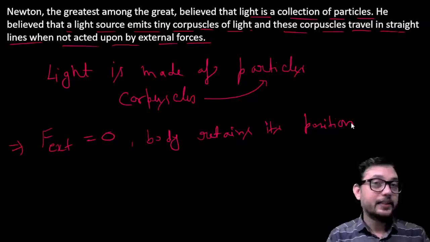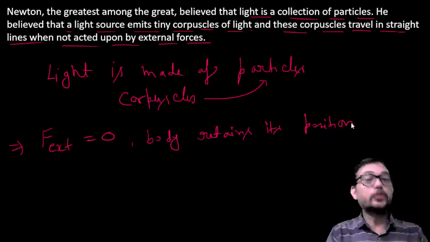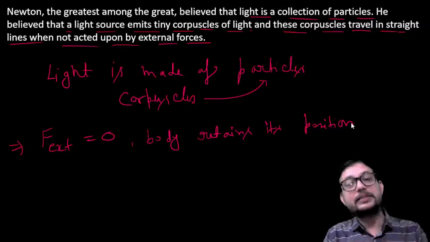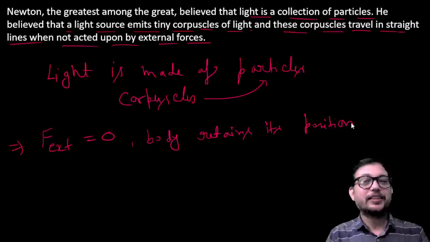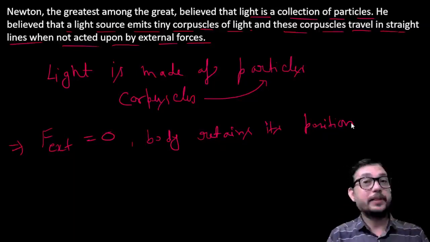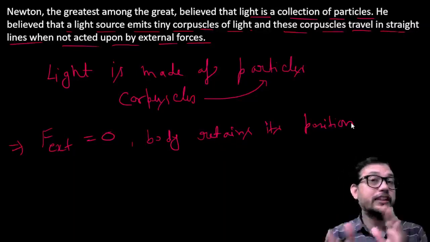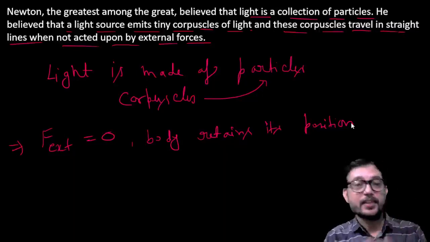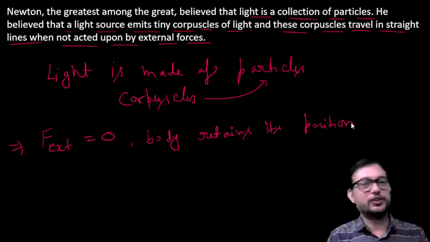That's why he told us that we assume there is no external force on the corpuscles of light. Because if there were an external force, light would continuously change its direction, but that is not the case in reality. Light travels in a straight line, so it does not change its direction or its speed, which is possible only if we consider the external force to be 0.